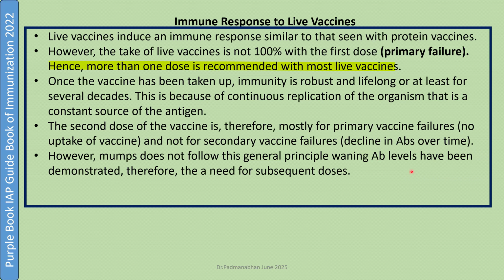Okay. Now, why do we give boosters for others? We give DT at 5 years. We may give TDAP at 10 years. Why? Because these are killed vaccines. The boosters are given to produce a secondary immune response.